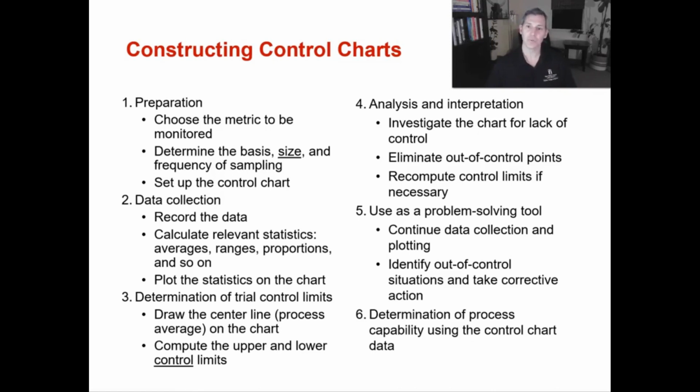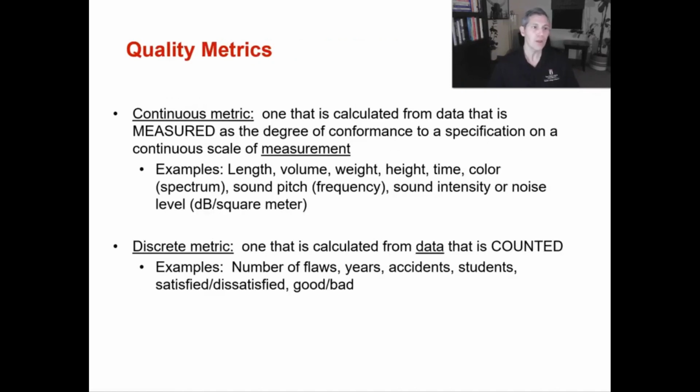Number 5, you're going to use it as a problem solving tool. So continue data collection and plotting. Identify out of control situations and take corrective action. You'll take corrective action when you determine that your process is out of control. And then step 6 is determination of process capability using the control chart data. So you're going to see, based off of all your data, if your process is in control or not in control, and then you'll take those corrective actions to make sure that you can get your process into control.